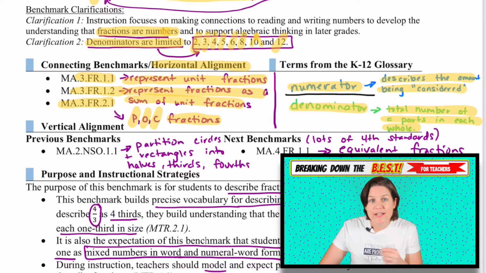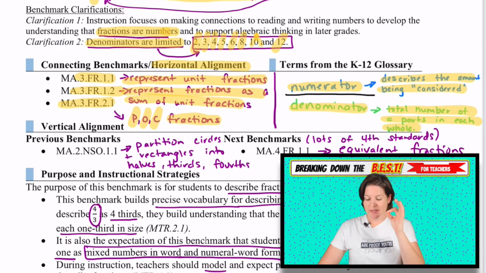What is shaded? Where is that point on the number line? What are we considering? And then when we jump down from the fraction bar, the denominator is the total number of equal parts in each whole.